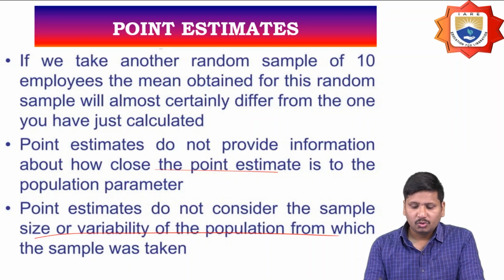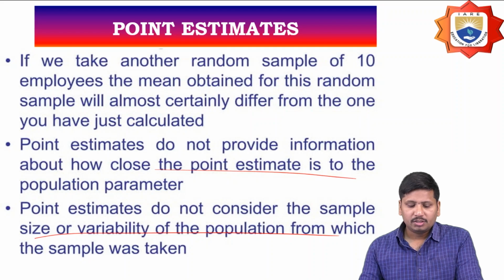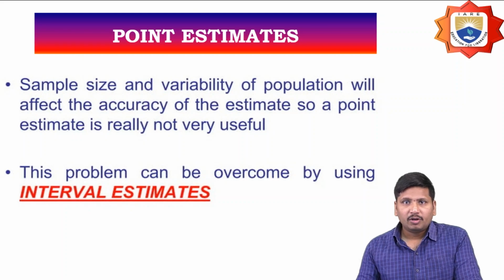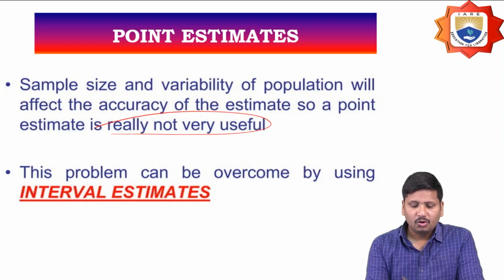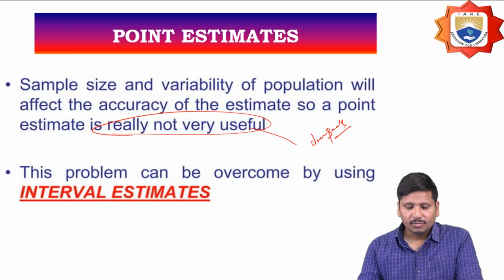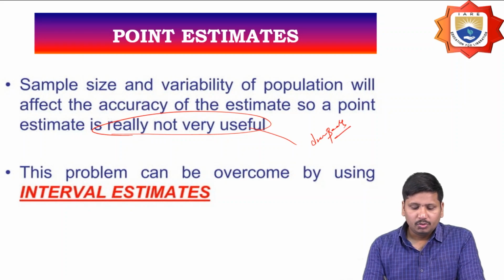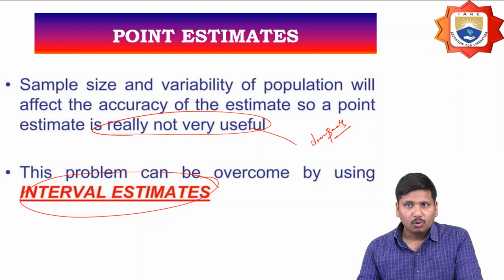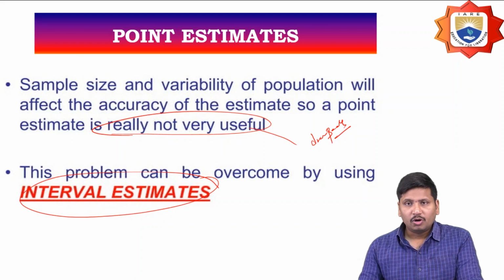The sample size and variability of the population affect the accuracy of the estimate, so a point estimate is really not very useful. That is the drawback of the point estimate. This problem can be solved through interval estimates. In order to overcome this, we have the concept of the interval estimate.